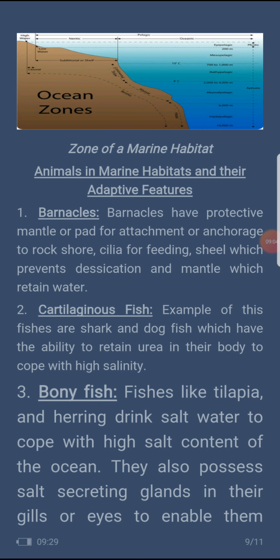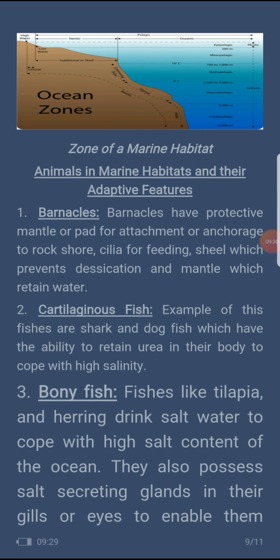Now, animals in the marine habitat and their adaptive features. We have barnacles. You can see they have a protective mantle or pad for attachment or anchorage to the rock shore. They fix themselves to the rock shore. They have cilia for feeding and a shield which prevents desiccation, and a mantle to retain water.